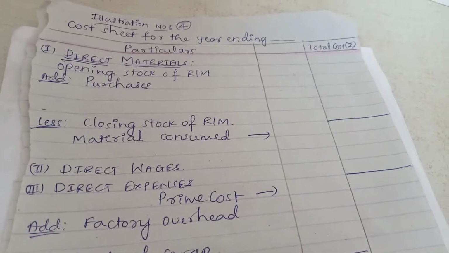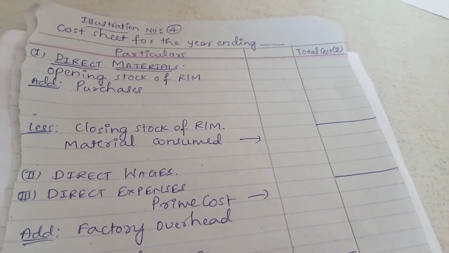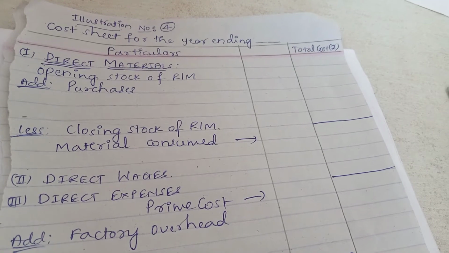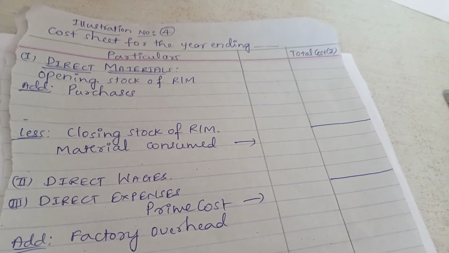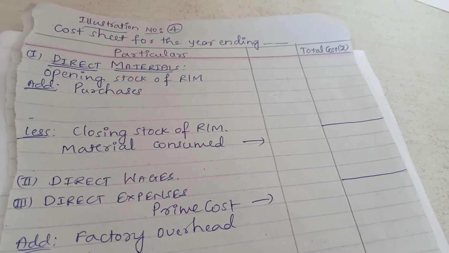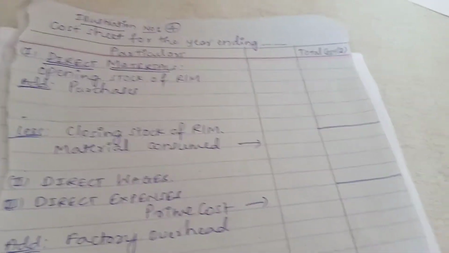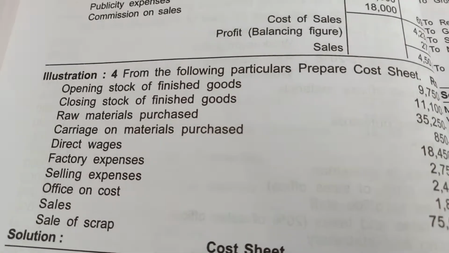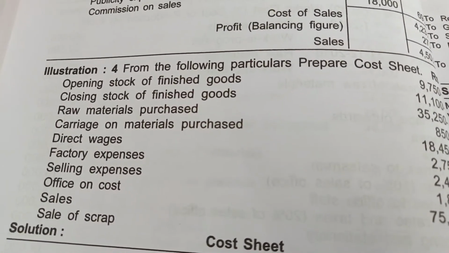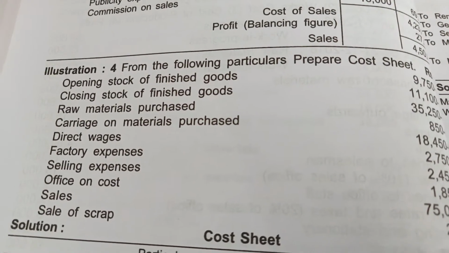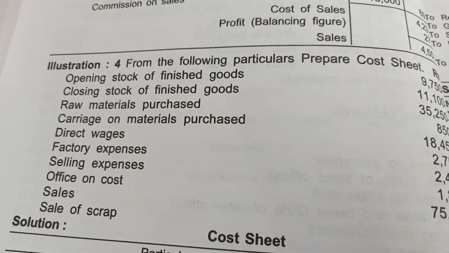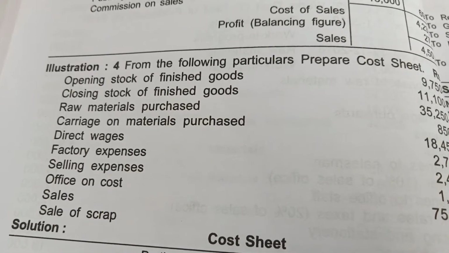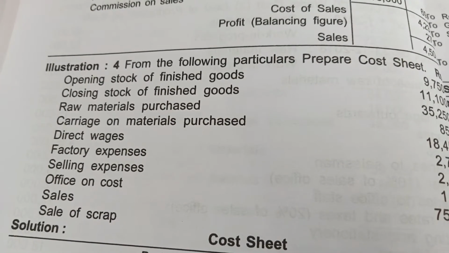Now we need to fill each and every item. As per our format, opening stock of raw materials is there. So please go through the problem to see whether any opening stock of raw material has been given or not. When you go through the problem, they have given the raw materials purchased and carriage on the raw materials purchased, but anywhere there is no opening stock or closing stock of raw materials. That is why we are going to directly add purchases.